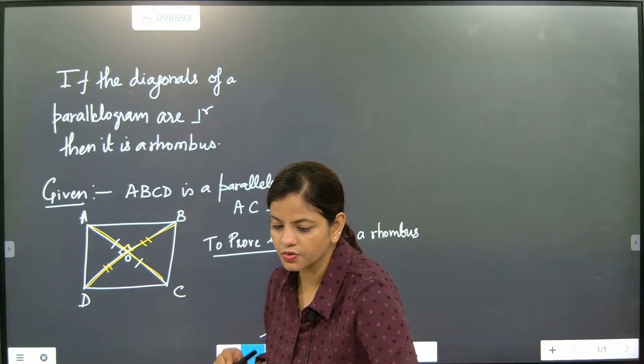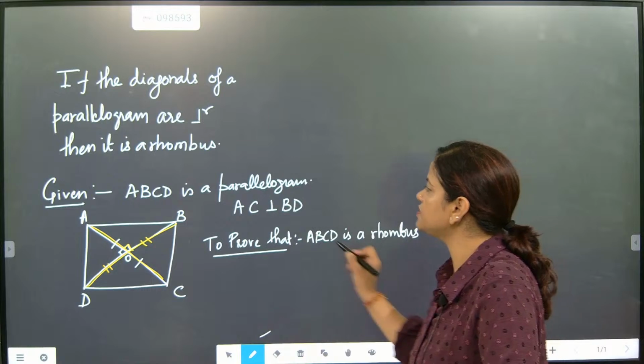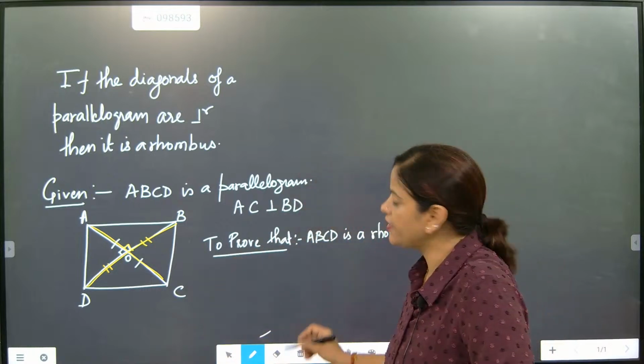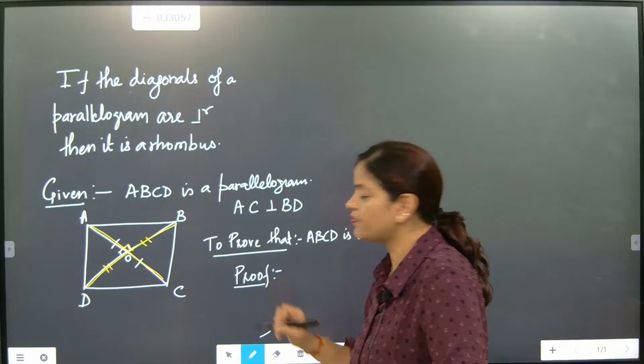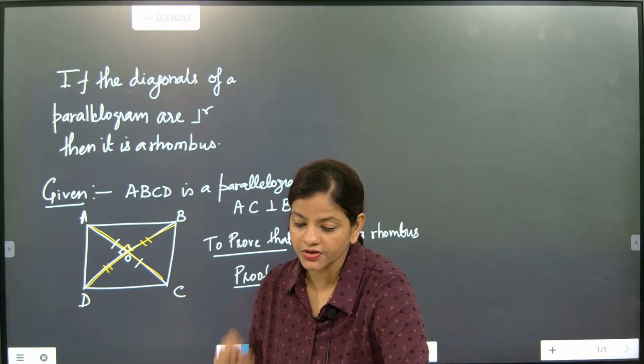ABCD is a rhombus. This is what we have to prove. Now we are going to start the proof section. In the proof section, beta, what we are going to do is take the triangles.